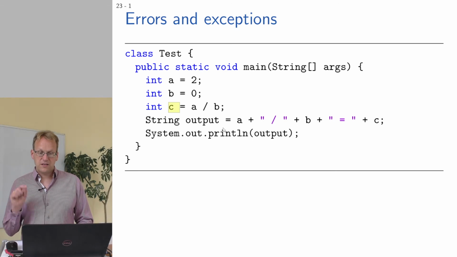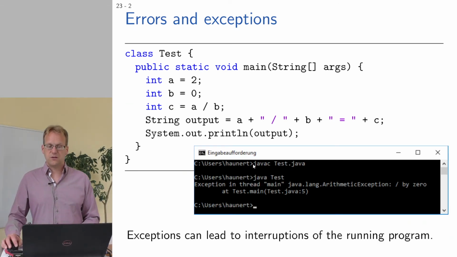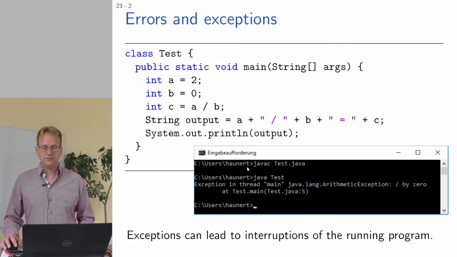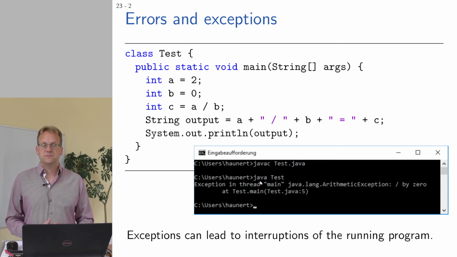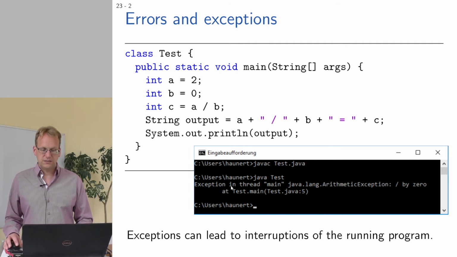If I'm now compiling this class, well, that is compiled without error. So the javac command correctly compiles my source code. But now, if I try to run the program with the Java interpreter, I will get an exception. That is here: exception in thread main. So in my method main, there is an exception, and this exception is of the following type: it's a java.lang.ArithmeticException.